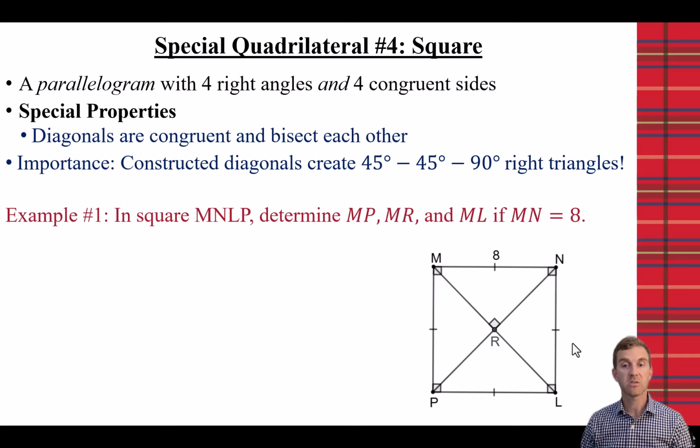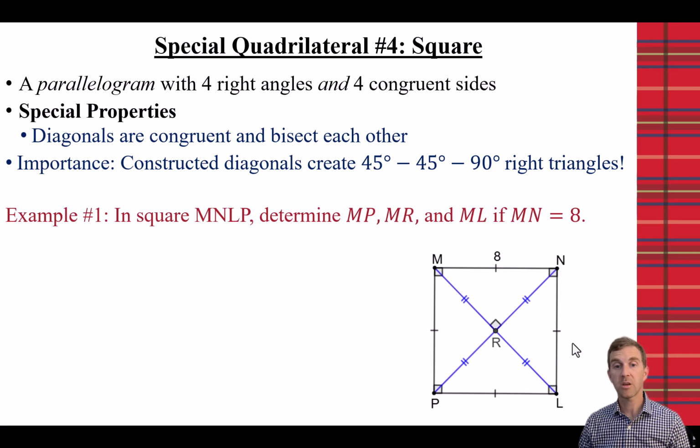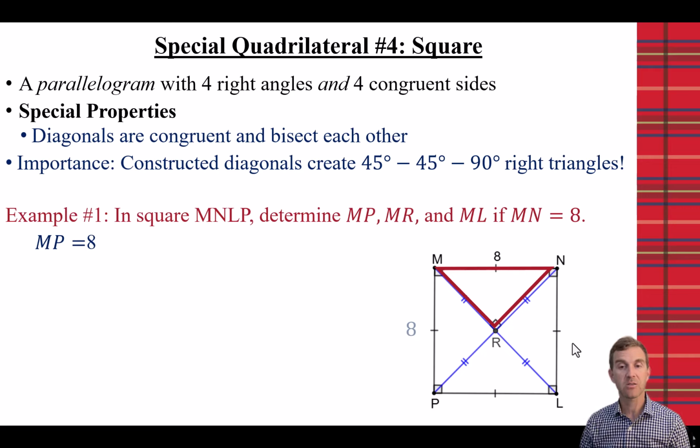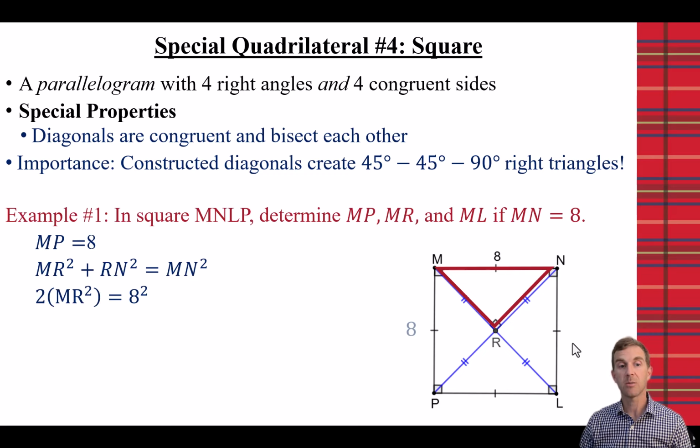So say we have this square here where we know that MN is 8, and we want to find the other sides and missing diagonal pieces. We know that the diagonals will be congruent, so I know that MP has to equal 8, and then I can say each of these are 45, 45, 90 triangles inside. But if I can't remember those properties, I can use the Pythagorean theorem. What I want to recognize is that RN and MR are the same measure, so I can just double MR squared to give us that side.